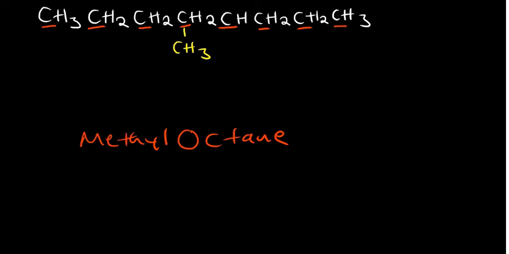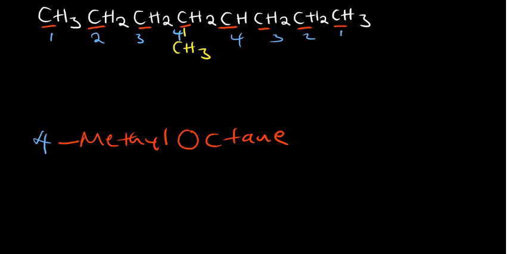Now I'm sure you've noted that we always need to put the position of the subchain. So from which direction are we going to get the lowest number? From this direction we have 1, 2, 3, it's on carbon 4. If we were to start from the other side, 1, 2, 3, it will be on position 5. So I'll go for the lower one.